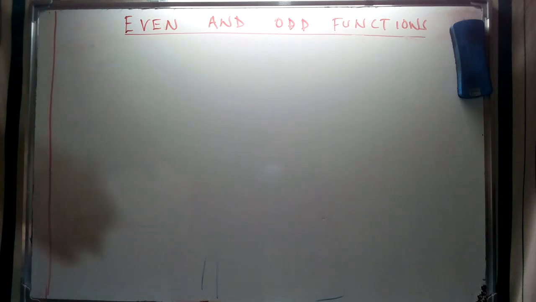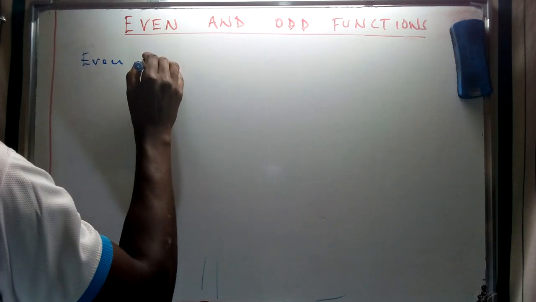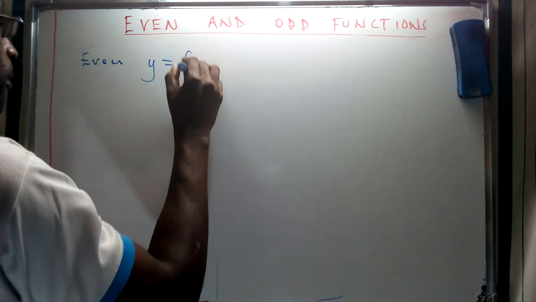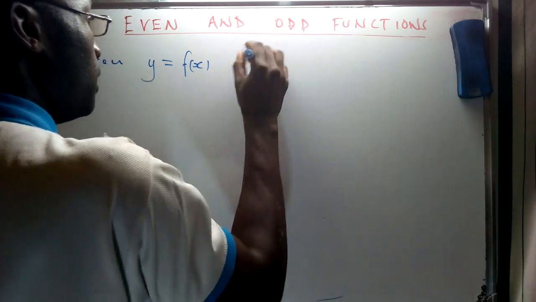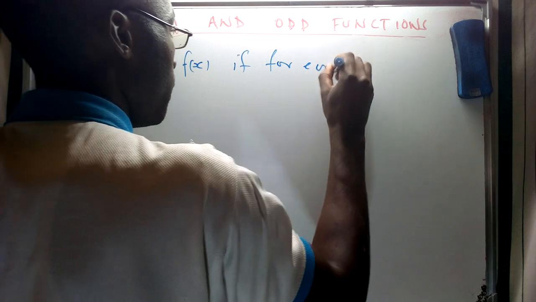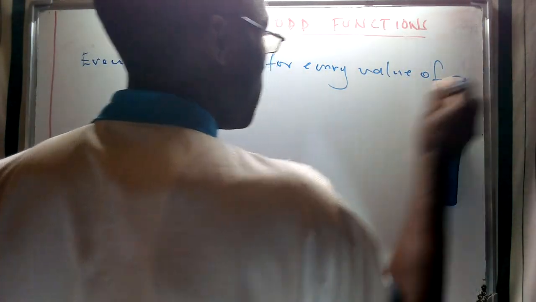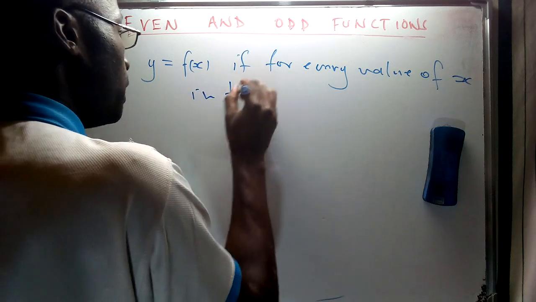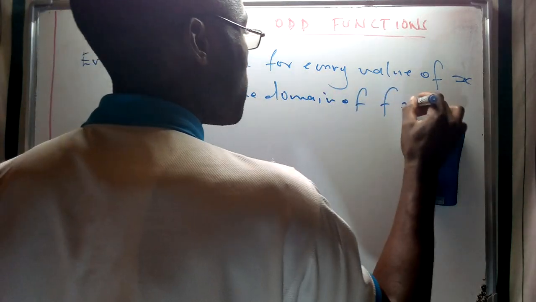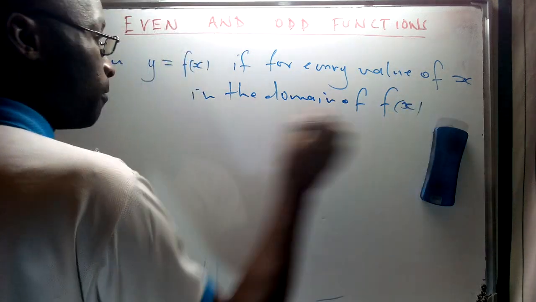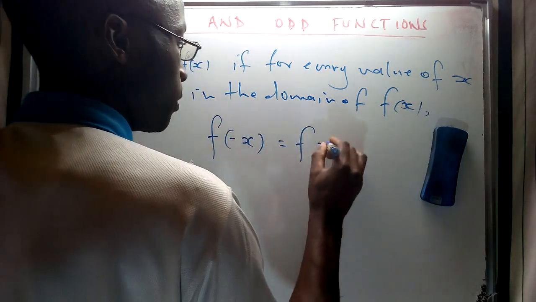So in our first discussion we decided that, for the concept of even functions, a function f of x can be regarded as an even function if for every value of x in the domain of f(x) we have f(-x) being represented as f(x).